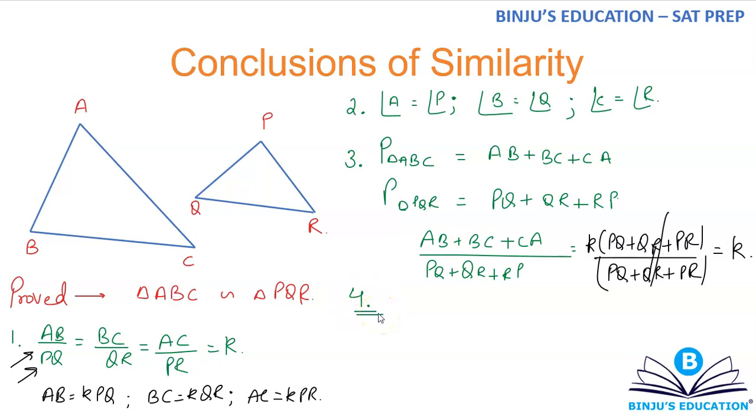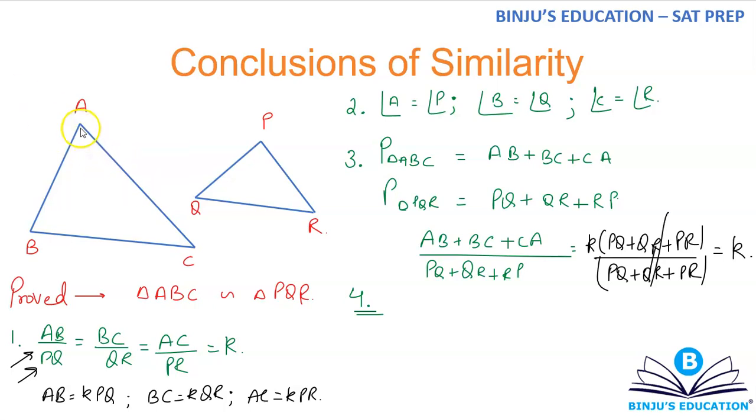if the sides of two similar triangles are in the ratio K, then the corresponding medians, altitudes, and angle bisectors are also in the ratio of K. So I'm going to prove it for one of them. The remaining two you can prove in the same way. However, the conclusion is more important because we'll be solving applications and questions based on these results.